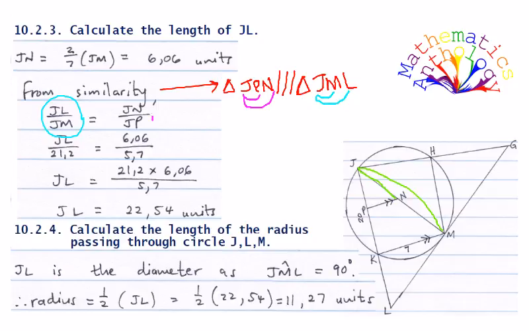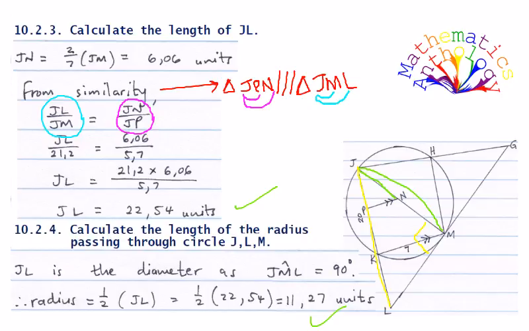So we'll say that JL over JM is equal to JN over JP. And we substitute all the measurements that we know now. So JL over JM, which we worked out earlier was 21,2, is equal to JN, which we worked out above is 6,06, over JP. JP, we worked out earlier, was 5,7. Cross multiply there, and you'll get JL is equal to 21,2 times 6,06, all over 5,7. JL is equal to 22,54 units then on the calculator.